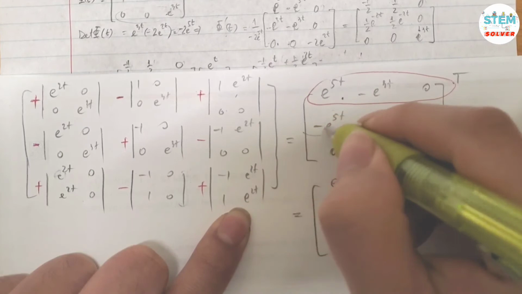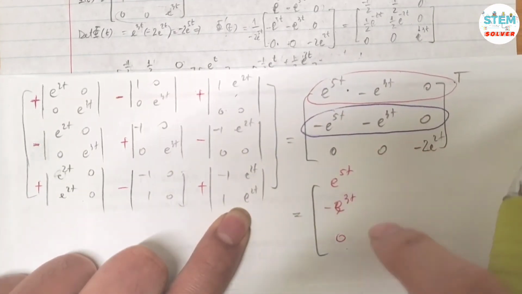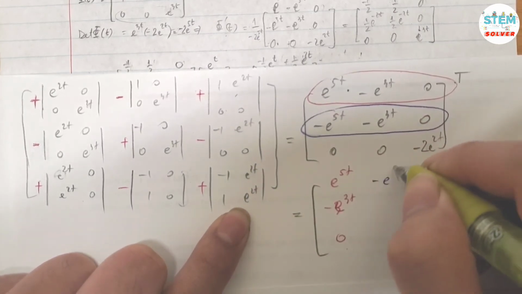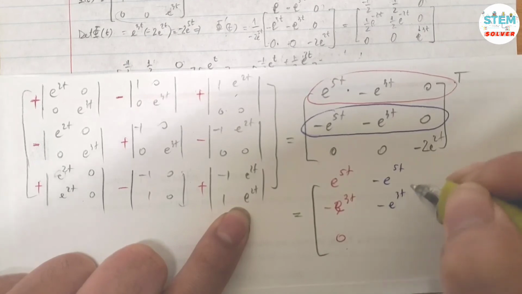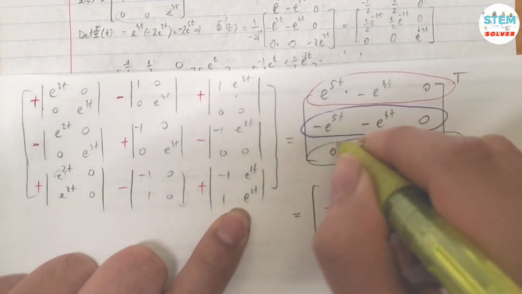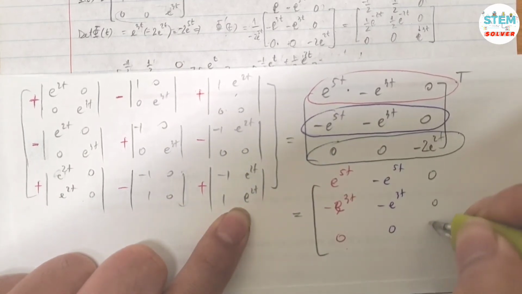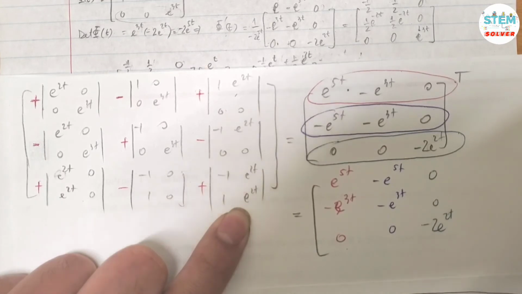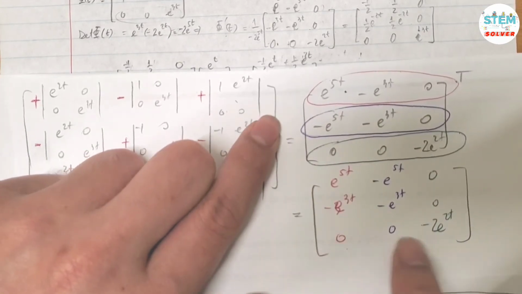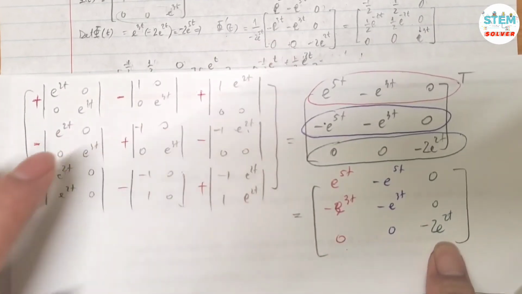Now for the second row, twist this down to make it a column. To make it your second column, you have negative e to the 5t, negative e to the 3t, 0. And for your third column, similarly, make this your third column: 0, 0, negative 2e to the 2t. So this is how I got this matrix. They look exactly the same.